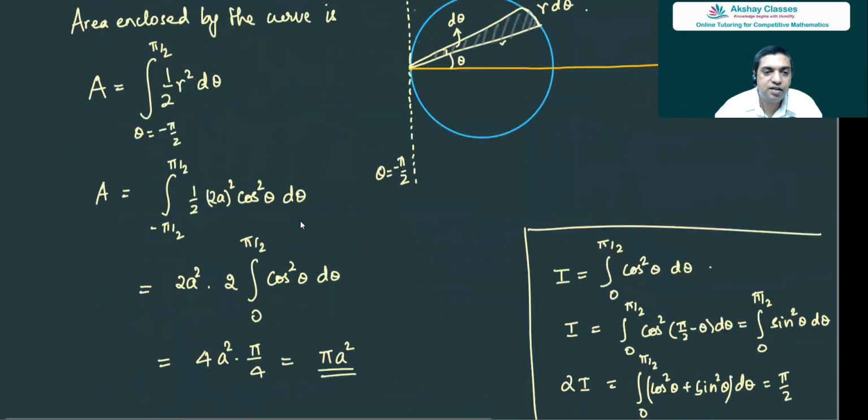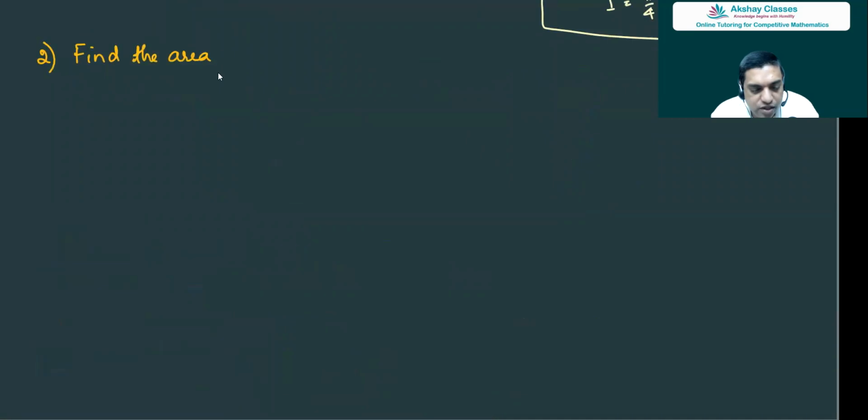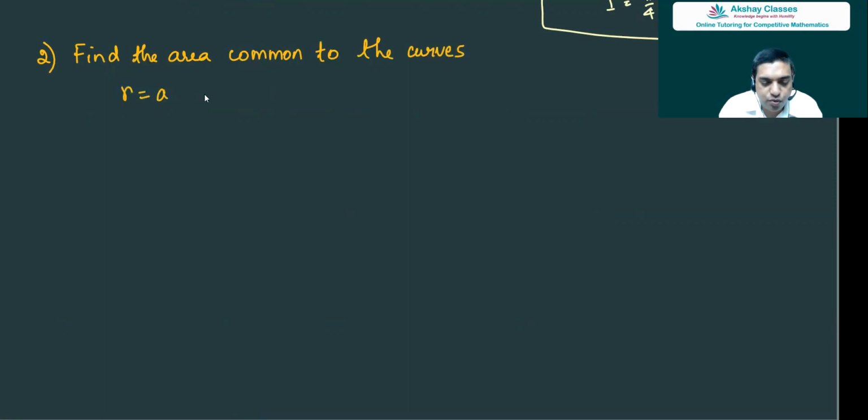Okay, let's do another one. Question 2. This is another GATE question. GATE 2006, this question came. Find the area. Of course, I'm writing it as a question. It was an objective question. Find the area common to the curves r is equal to a and r is equal to 2a cos theta.